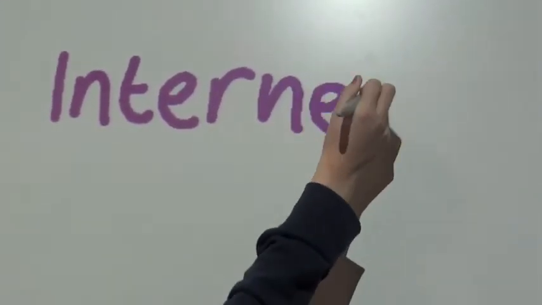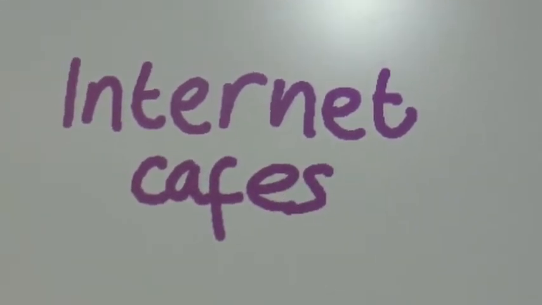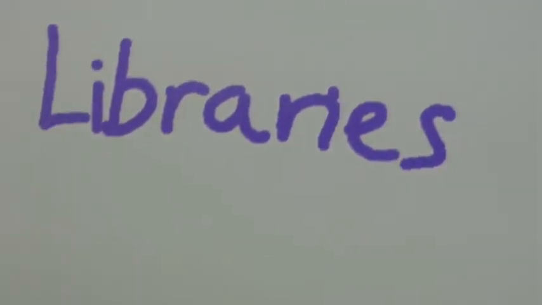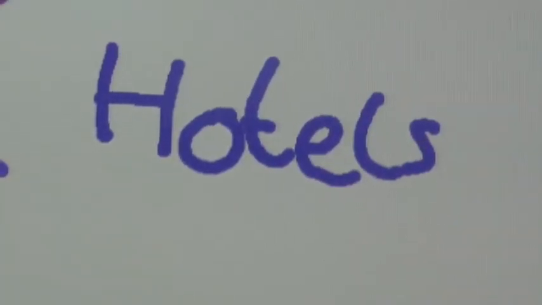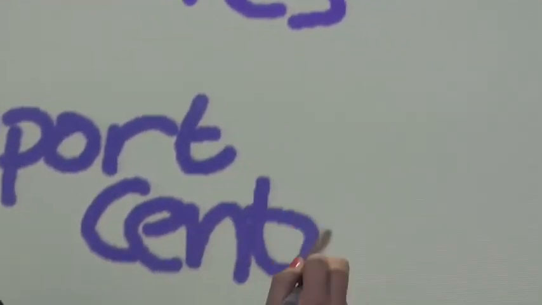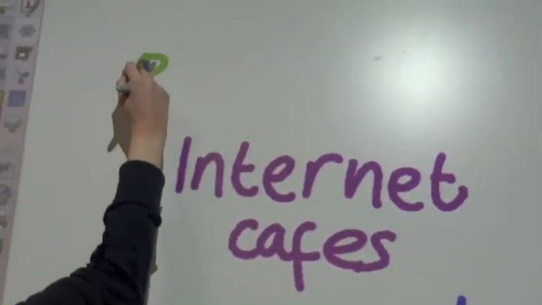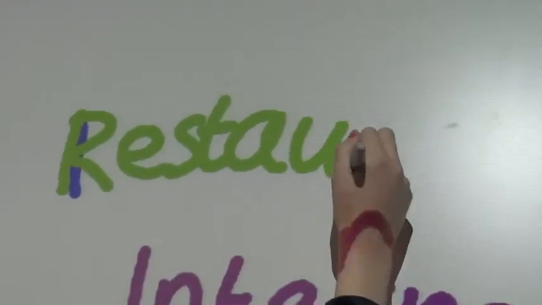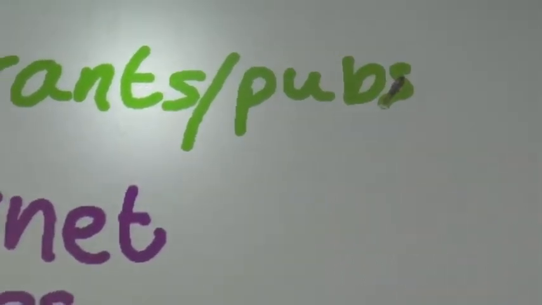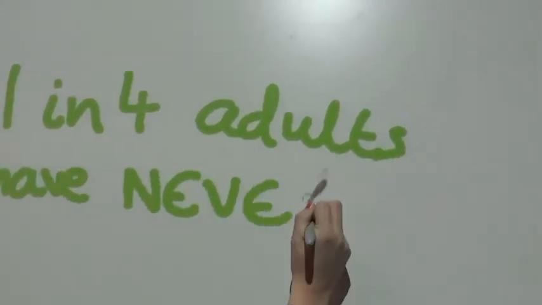However, in the UK, even if you don't own a computer, there are many ways which you can access the internet. Many public places can facilitate internet access. Some of the places where you can access the internet are internet cafes, libraries, sports centres, hotels, and restaurants. One in 4 adults have never used the internet.